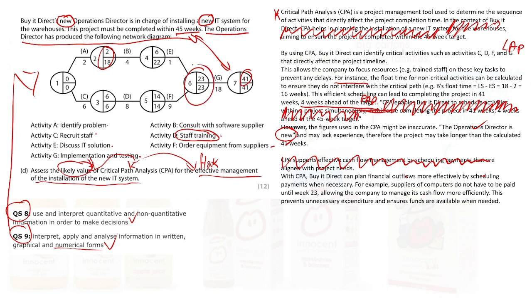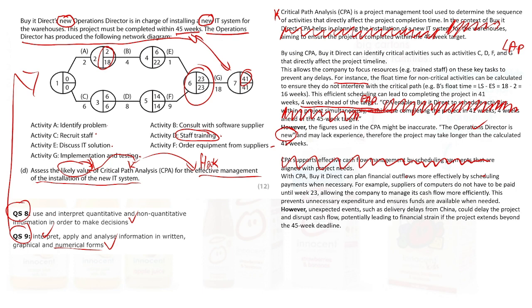Okay? Allowing the company to manage its cash flow more effectively. This prevents unnecessary expenditure and ensures funds are available when needed. Interpretation of data. Tick for quantitative skill 9.